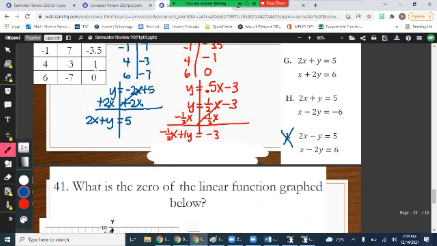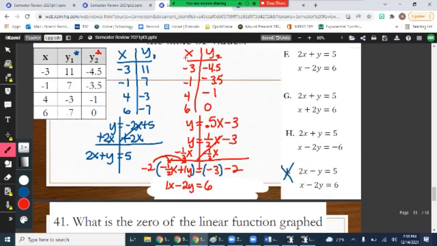I notice that the slope is still a fraction, so that's going to force me to multiply. Multiply by what number? -2. From there, you multiply, distribute. -2 times -1/2, positive 1x. -2 times positive 1, -2y. And -3 times -2 is a positive 6. So here it is, x minus 2y, positive 6.